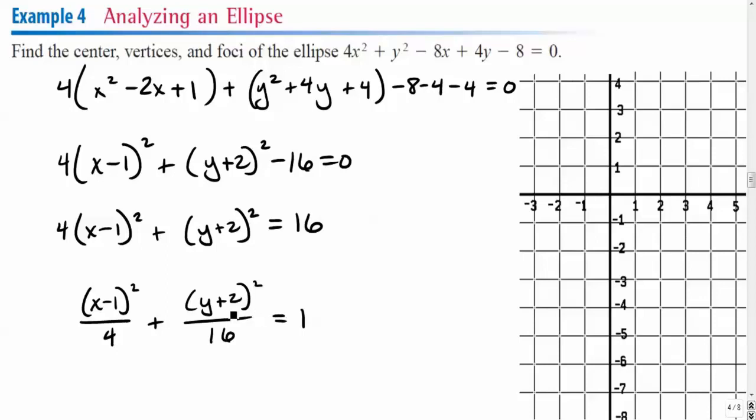So from there, we have our equation. We have the ability now to extract A, B, and C. So remember, the A is the bigger of the two denominators. It's right here. That's actually A squared. So if 16 is A squared, A is 4. And B is 2 because this is B squared.